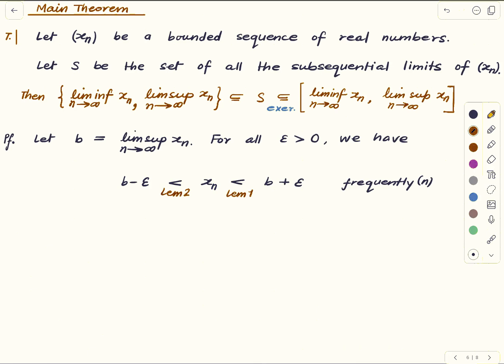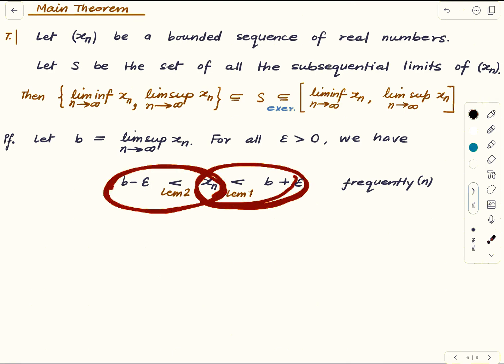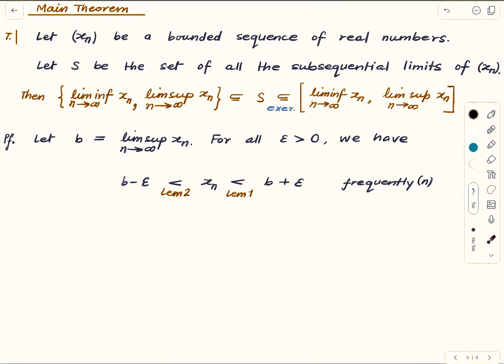In fact, in lemma 1, this was happening ultimately, but if something happens ultimately, it also happens frequently. But okay, in fact, I should have said something else. This happens ultimately, and this happens frequently. Therefore, this happens frequently. That's what I should have said. Okay, so this whole thing happens frequently, and therefore you can extract a subsequence which converges to b. This happens frequently for each epsilon, right? So therefore, b is in the set of all the subsequential limits.